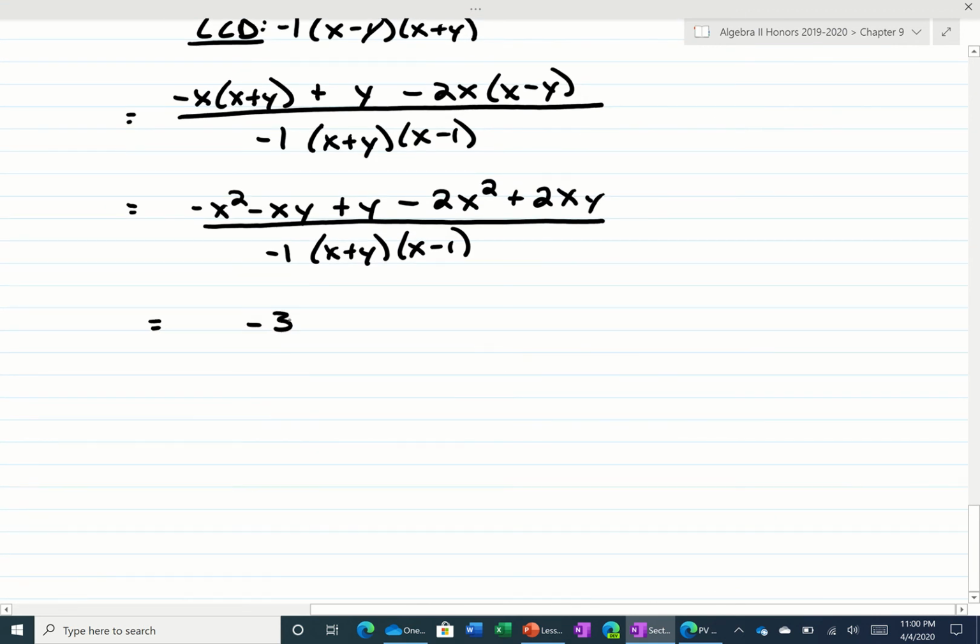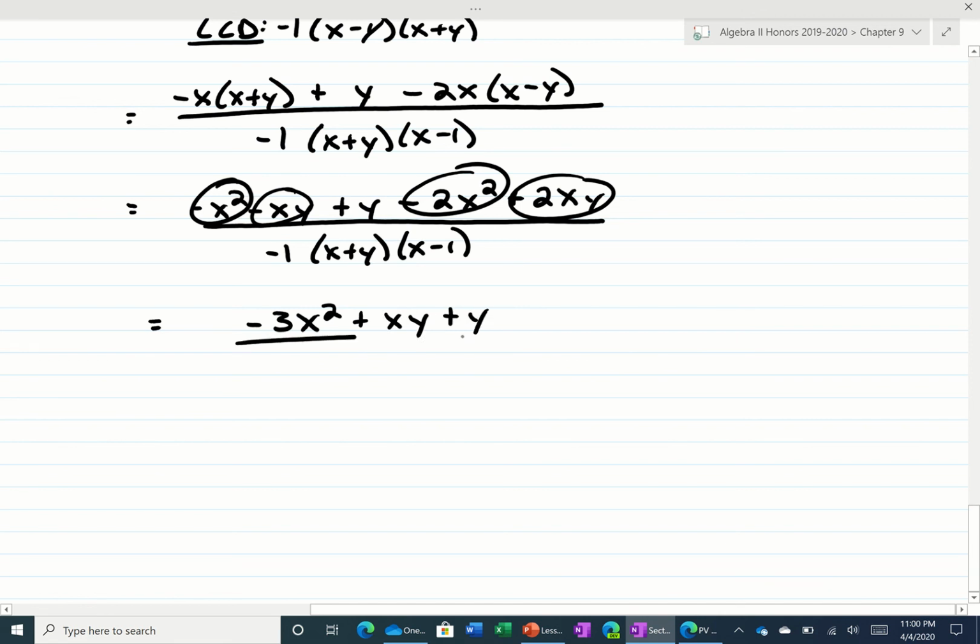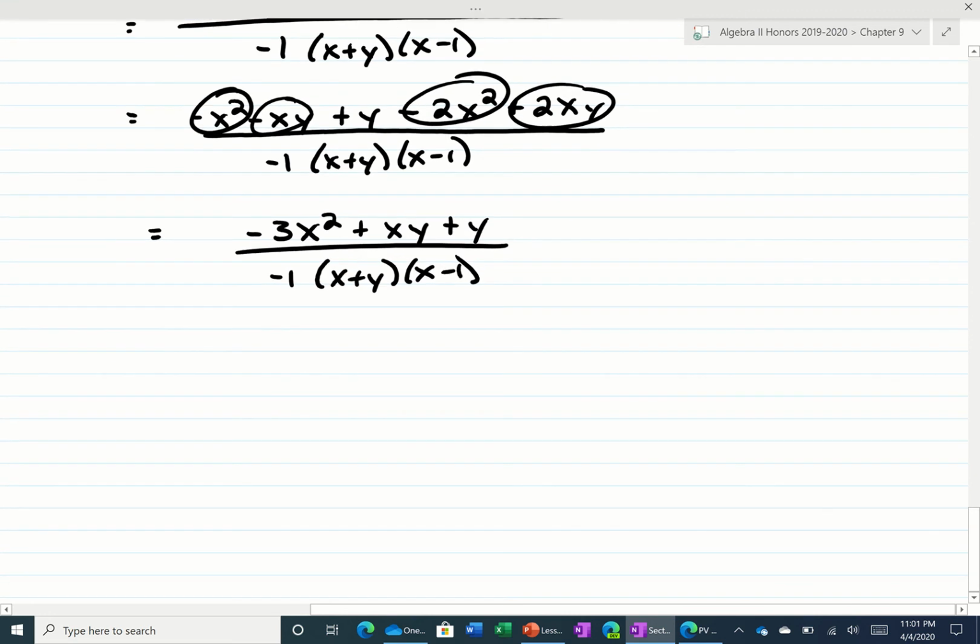Combining like terms, we get -3x squared. Takes care of this and this. -xy plus 2xy is plus 1xy. And then we just have a y left over. Just to make things a little bit neater, I'm going to factor out a -1 from the top and cancel it out with the -1 on the bottom.